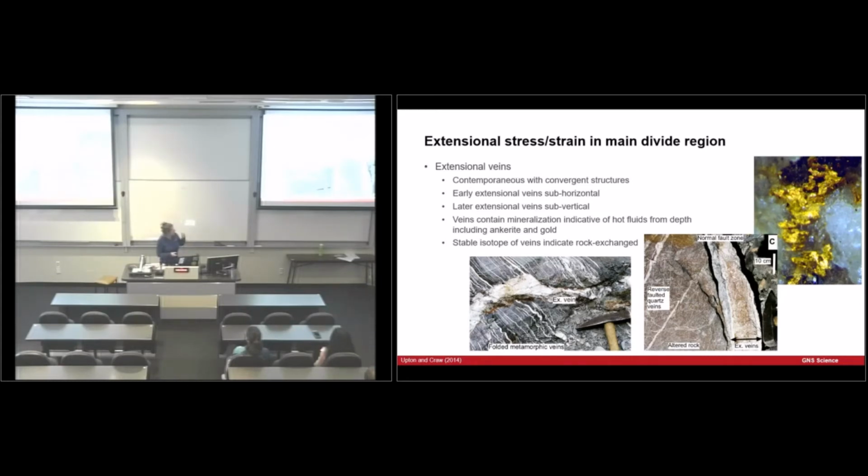Both those indicate that the depositing fluids are hot, they've come up from depth, and the stable isotopes of these veins also indicate that the fluids that formed those veins are in equilibrium with the rock.